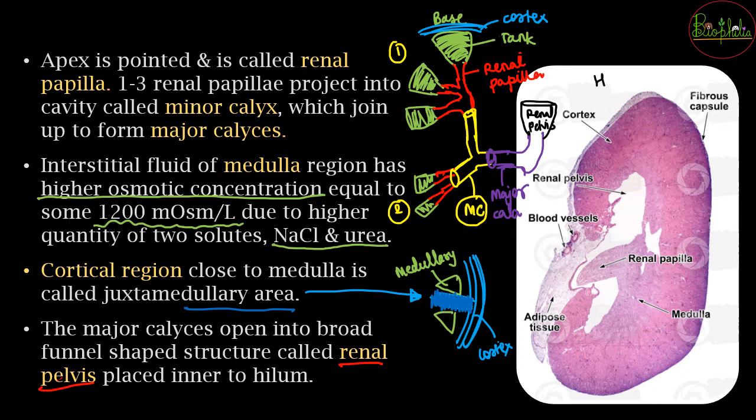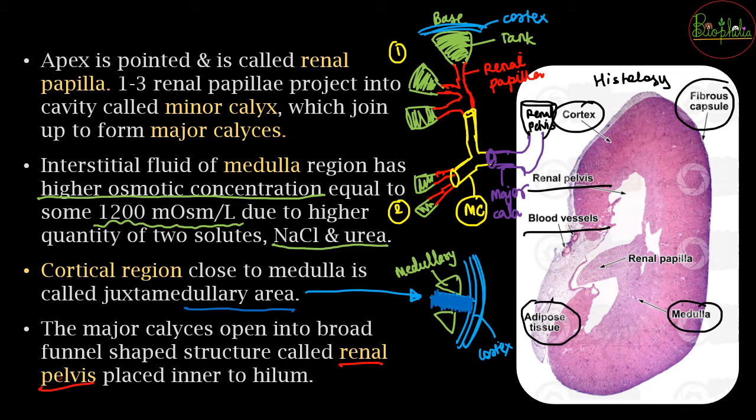Slides look like this once you see them under the microscope. You can see the cortex, the renal pelvis, and the blood vessels coming in and out from the concavity, which is going to be the hilum, then the medullary region. The lighter area is the medulla, the darker pink will be the cortex, and the fibrous capsule is one of the protective coverings. Adipose tissue is also one of the coverings, for shock absorption. So all that can be understood with this particular diagram.